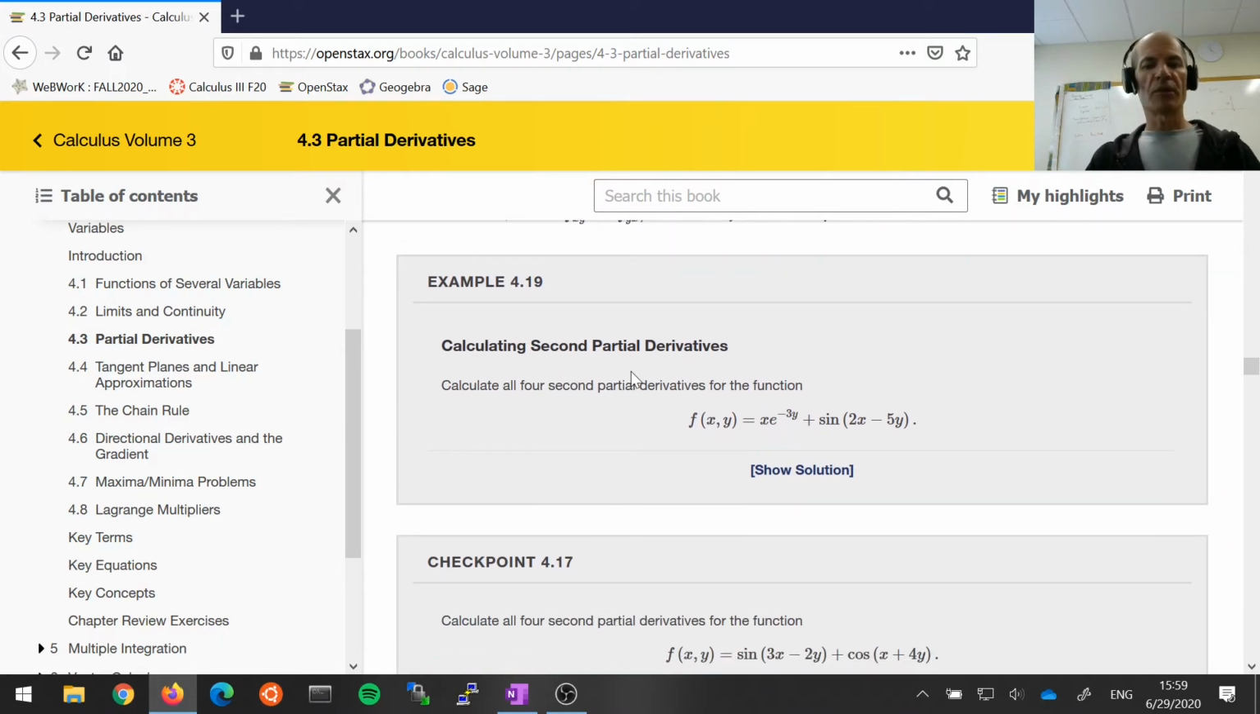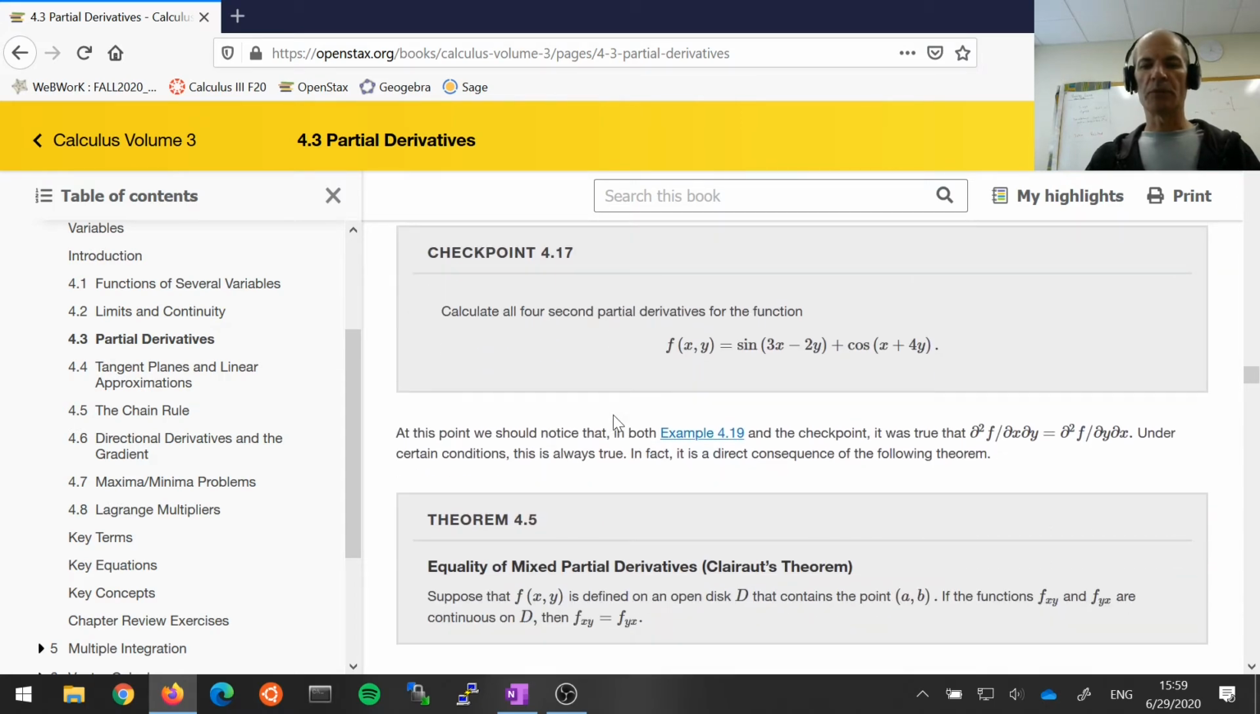Calculating second partial derivatives, same thing. Just hold these variables fixed and apply the rules as you learn them in Calc 1. We'll do a few examples at the end.